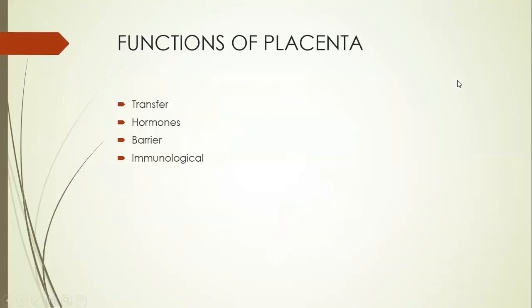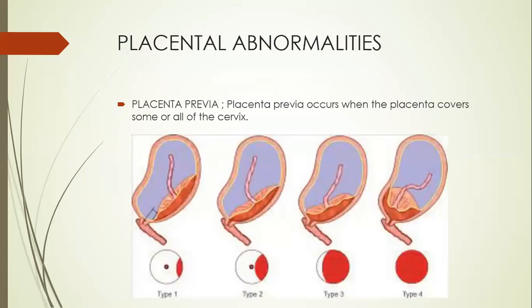So next one is the functions of placenta. We have already covered the transfer, how the hormones are produced by the placenta, how it acts as a barrier, and the immunological functions of the placenta. The questions might be coming from these topics exactly.